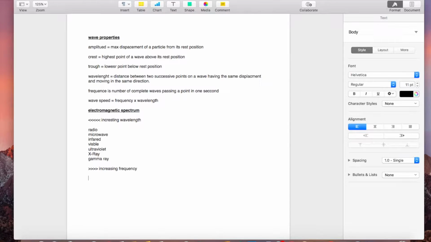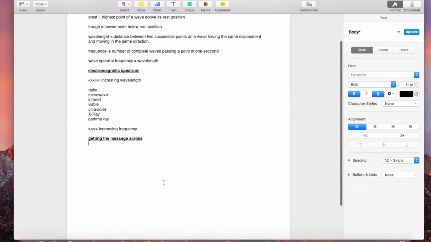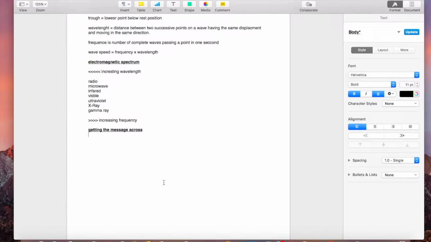Getting the message across is the next title. Some optical instruments, such as a periscope, use 2 or more mirrors.